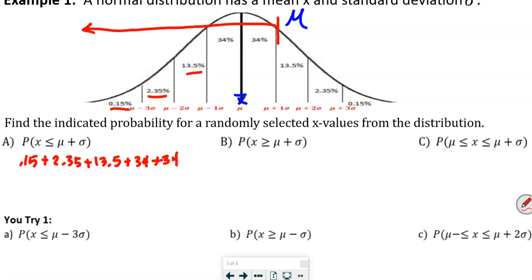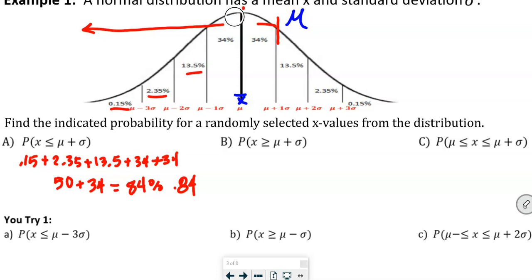You can get quicker with this as you work through it, because you'll know that this is half the graph too. So we could have said that's 50 plus our 34, and that would have gotten us 84%. That's another way to do it. So that's 0.84. The answers could be written either as percentages or as decimals, so you have to keep that in mind as well.